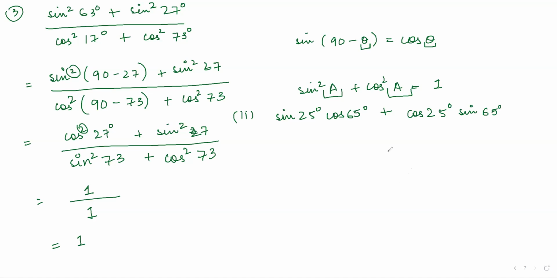Again, this is similar kind of question. You can convert one of the sine into cos and then cos into sine, whatever. So let's start from here. This 25. Now you can see 25 plus 65 is 90, right? Yeah, 25 plus 65 is 90. So I can write this 25 as 90 minus of 65, no problem.